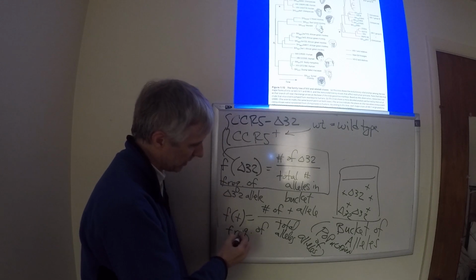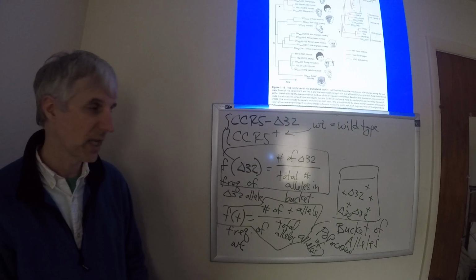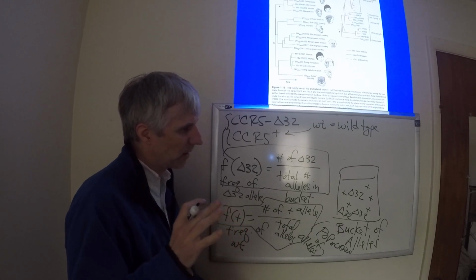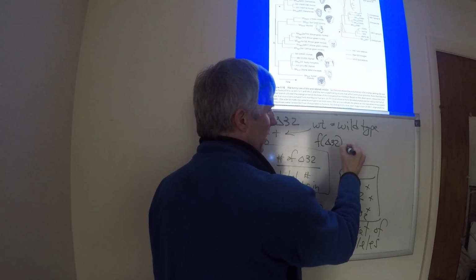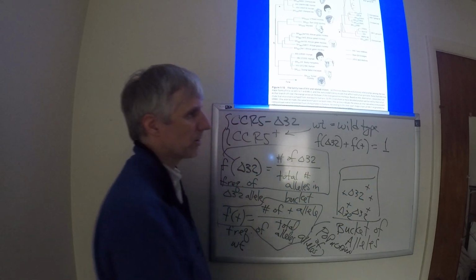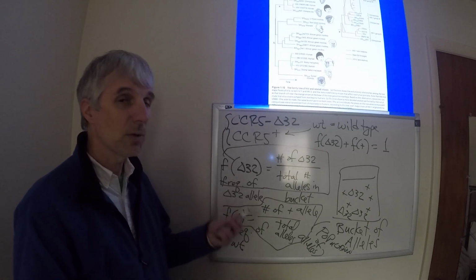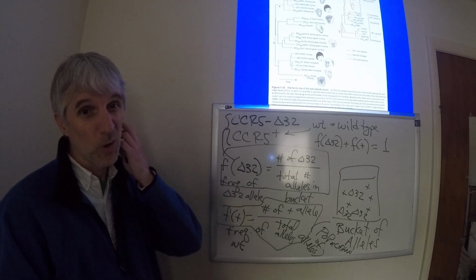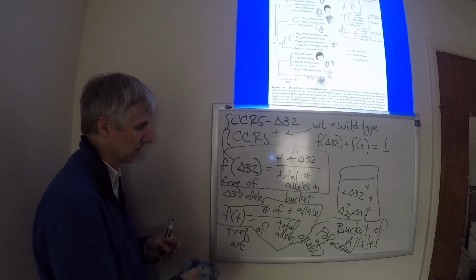The frequency of the delta 32 allele and the frequency of the wild type allele are given by some very basic algebra. If the delta 32 allele and the plus allele are the only two alleles in the bucket, then it should be true that the delta 32 frequency plus the wild type frequency should sum to 1. If there's more than two alleles, that won't happen. But if there are two alleles in the bucket, the frequencies added together should equal 100%, because that's all the alleles in the bucket. Is that okay? All right.